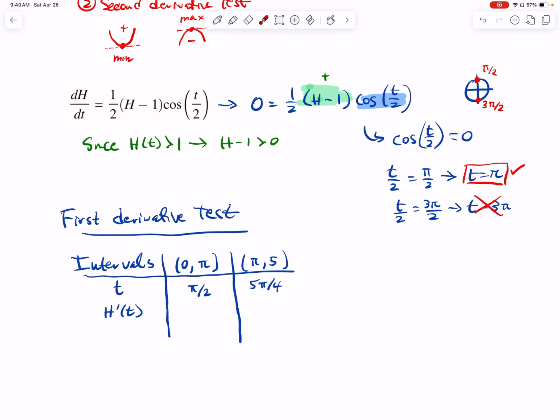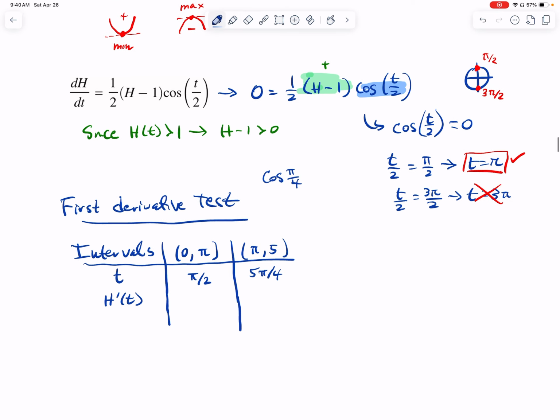So if I plug in pi over 2 and divide it by 2, I'm really taking the cosine of pi over 4. Cosine of pi over 4 is firmly in the first quadrant, meaning that derivative is going to be positive, and h is going to be increasing here.